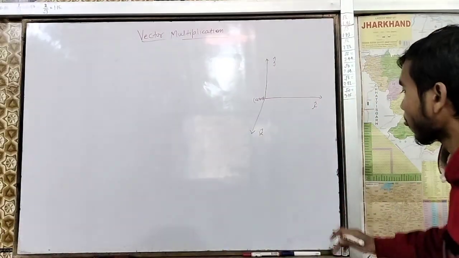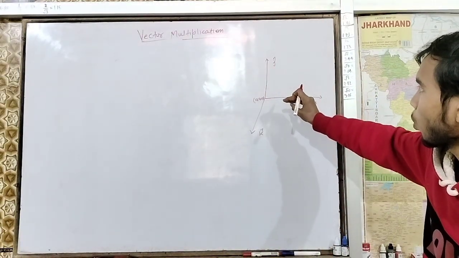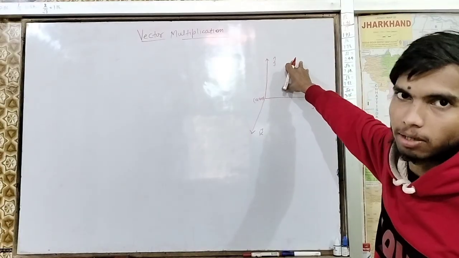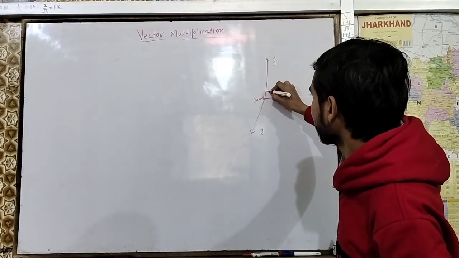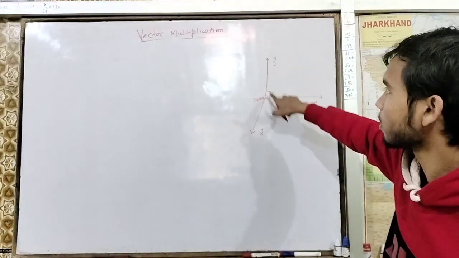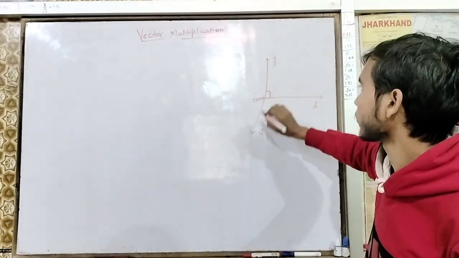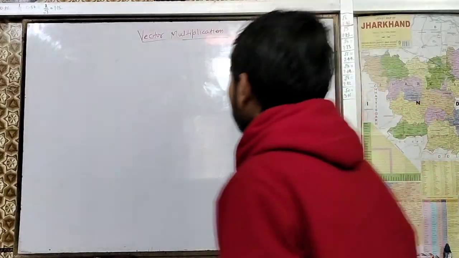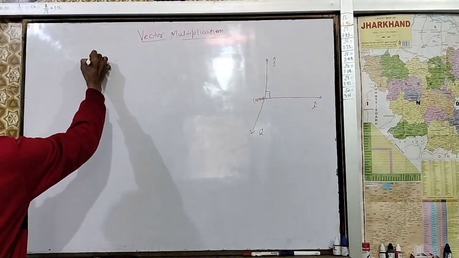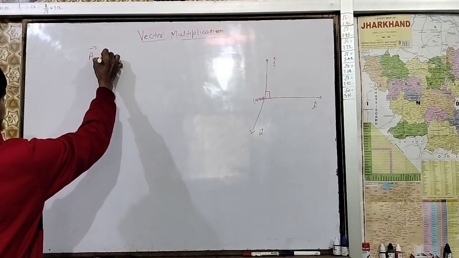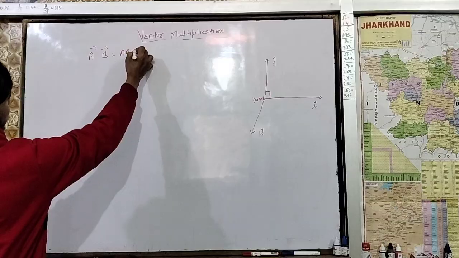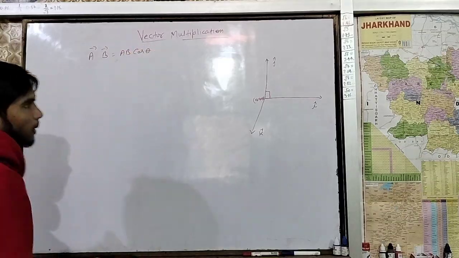Now tell me, what is the angle between this i cap and j cap? You would say 90 degrees, where this j cap is perpendicular to i cap. So this is forming a 90 degree angle. With the help of this formula, when we are multiplying these two vectors, this will be equal to AB cos theta.